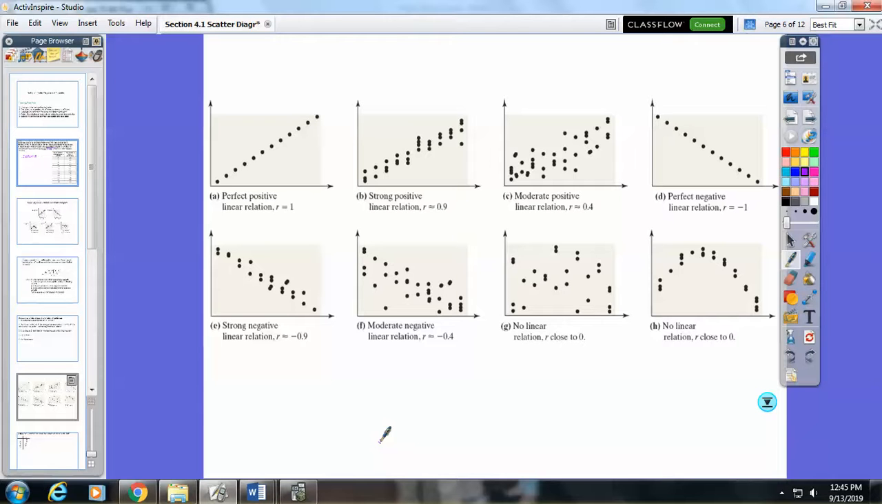Okay, this one, it's not a perfect relationship. It is a positive. They are fairly close together. So that one would be like an R of about 0.9. It's fairly good. This one, it's still positive, but it's getting weaker. They're more spread out. So if you look, that R value is 0.4. So the more spread out they are, the smaller your value. Same thing with the negatives.